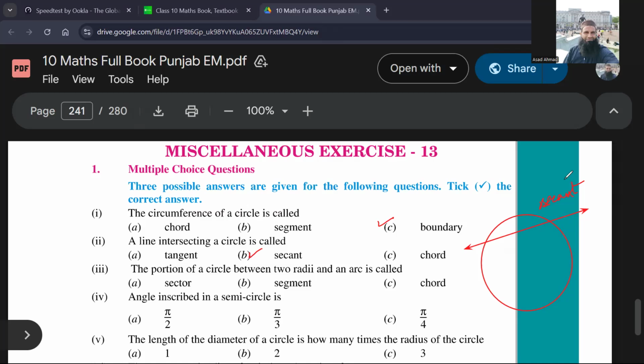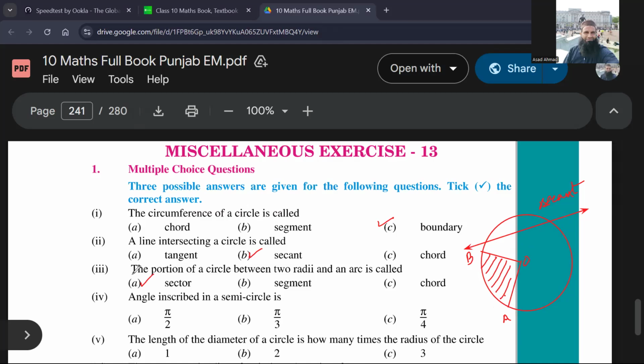Number 3, the portion of a circle between two radii and an arc is called. So I will draw for you. Let's suppose we have a portion of circle between two radii. Let's suppose OA, OB, and a portion means this part between two radii and a circle is called sector of the circle.